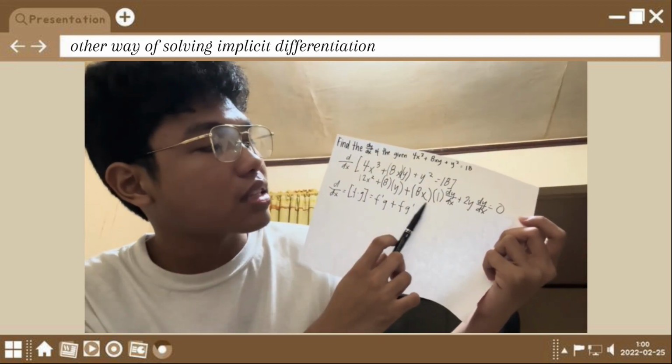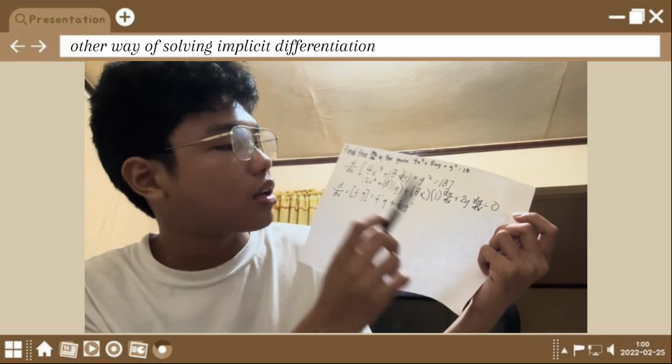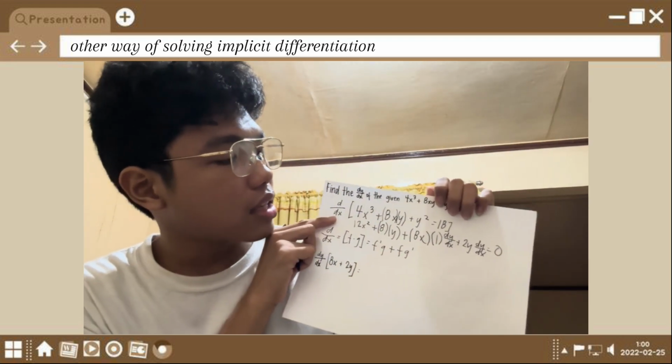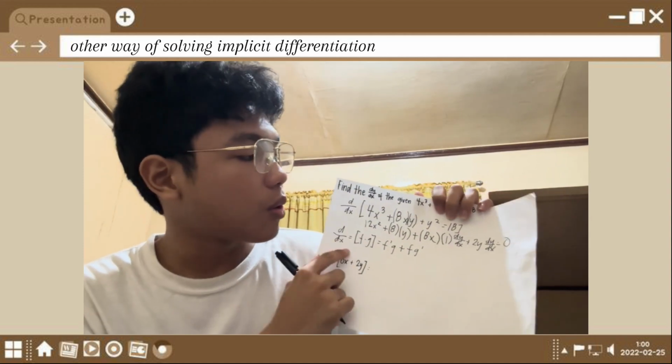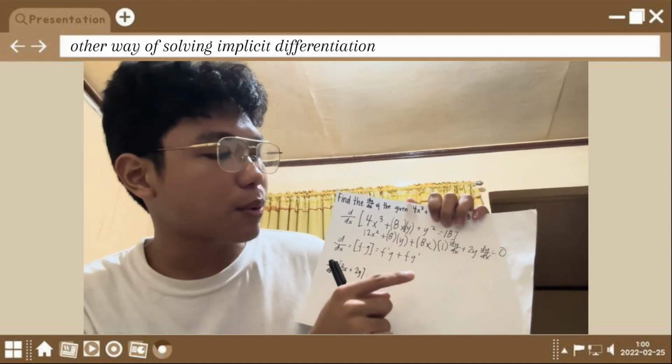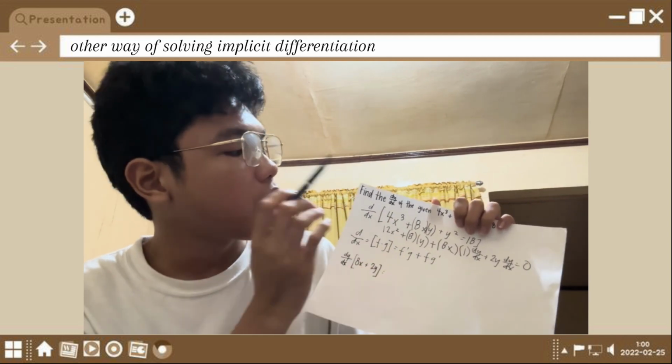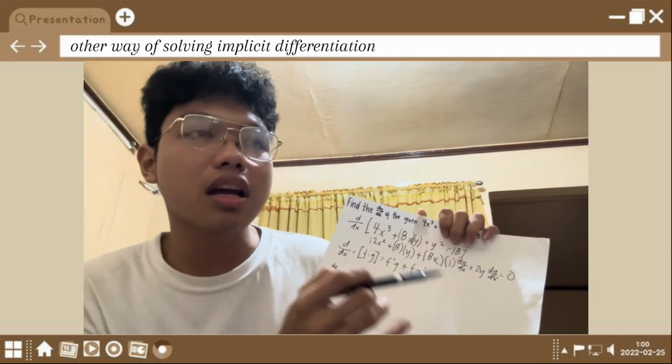From this, we have to isolate every term that has a dy over dx. So we have 8x times 1, we have 8x and 2y. Let's put it in here. Every term that does not have dy over dx will be moved to the other side of the equation. So 12x squared, from positive, we have to transpose it to the other side, so it's going to be a negative 12x squared, and 8 times y is 8y. So positive 8y will be transposed to the other side, so it's going to be a negative sign.